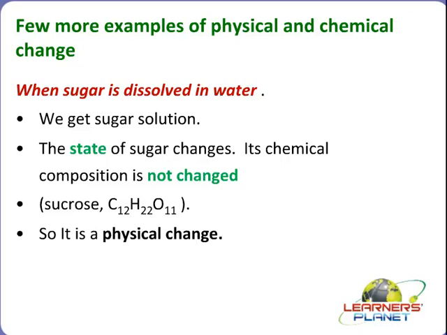Now what is the formula of sucrose? Sucrose has 12 atoms of carbon, 22 atoms of hydrogen and 11 atoms of oxygen. So on dissolving sugar, there is no change in the composition. So it is a physical change.